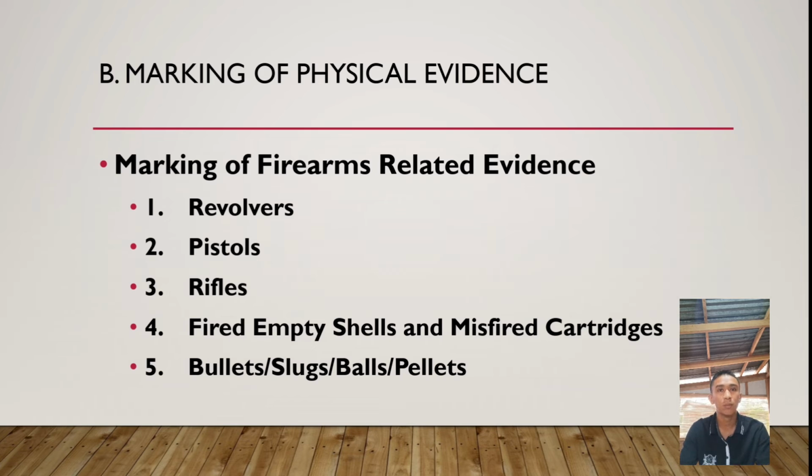The last one is bullet, slugs, balls, and pellets. A bullet or slug can be marked on the ogive or nose, as well as on the base, not on the body or bearing surface. All evidence could be marked due to their physical nature. They should be properly stored, logged, and labeled. Marking of evidence is most likely applicable only to any object or tools found in a crime scene.